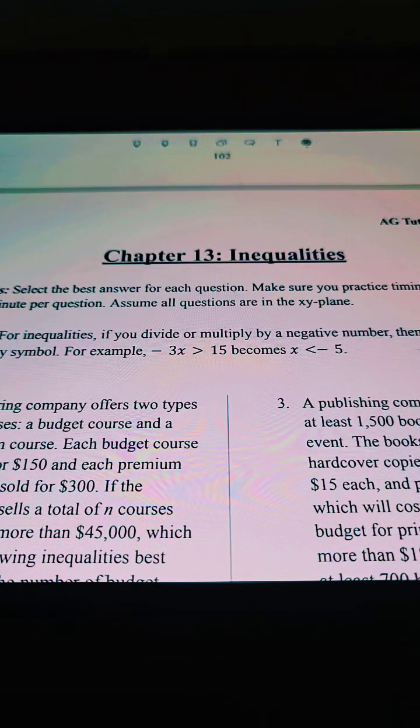Okay, so this is chapter 13, the Inequalities chapter for my book, Overcoming Digital SAT Math.